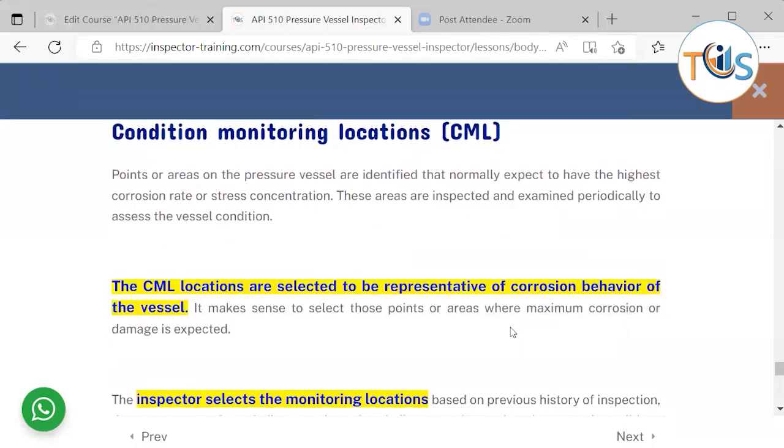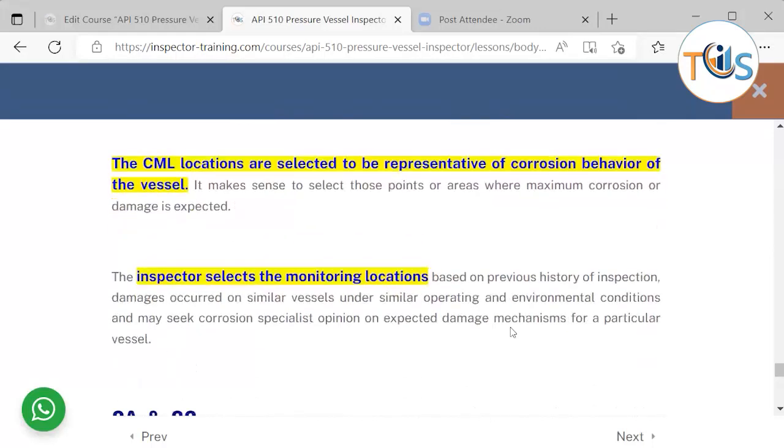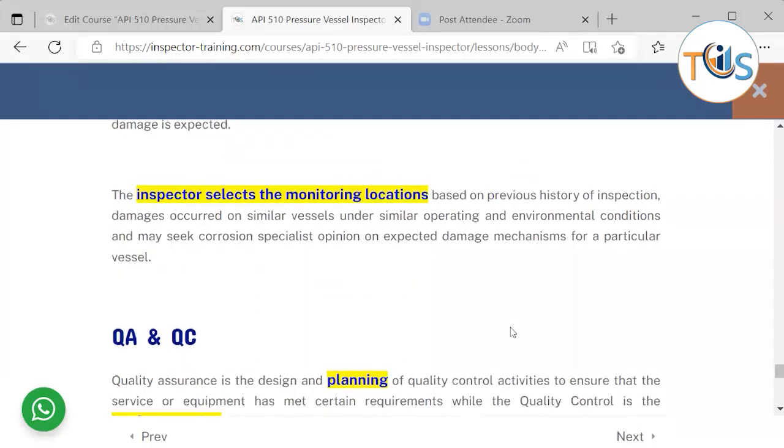Okay. This location is normally selected by the inspector, and all API wants is that they should be representative of the corrosion behavior of the vessel. So always select the places that, first, should be accessible, and secondly, where you expect the maximum corrosion. Okay, the weakest link of the chain. So the inspector selects the monitoring locations.